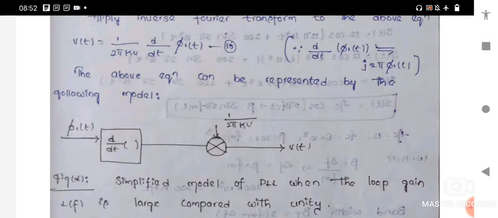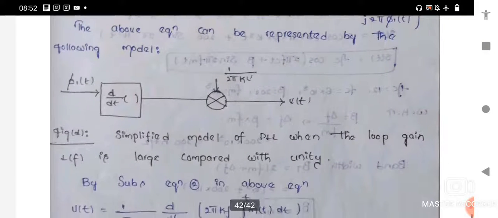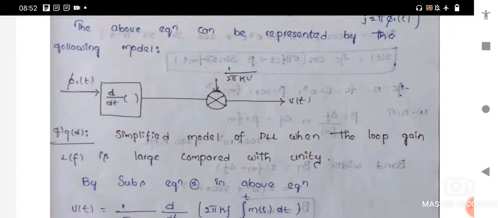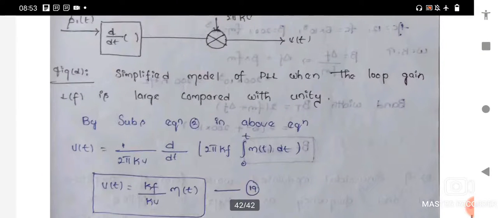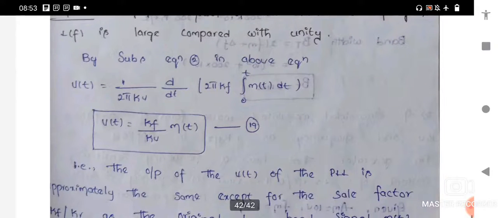So the above equation can be represented by the following model. The figure represents the simplified model of the PLL when the loop gain L(f) is large compared with unity. So here, substituting equation 2 in the above equation, we get the value. V(t) equals 1 by 2π kv d/dt of 2π kf integral 0 to t m(t) dt. So that means V(t) equals Kf by Kv into m(t). So this is the resultant equation.